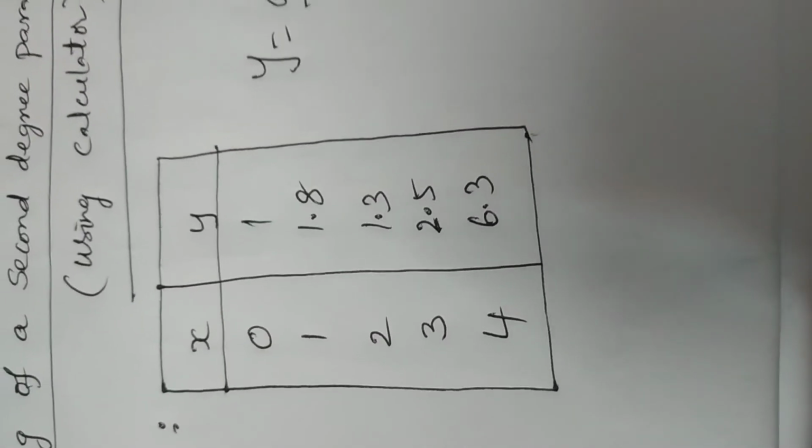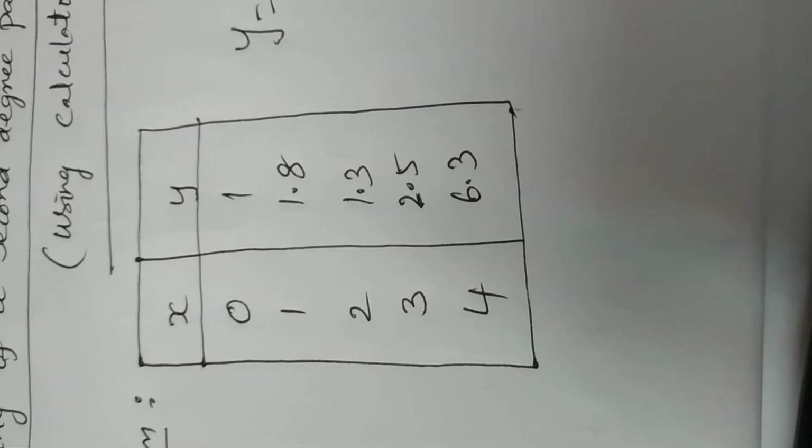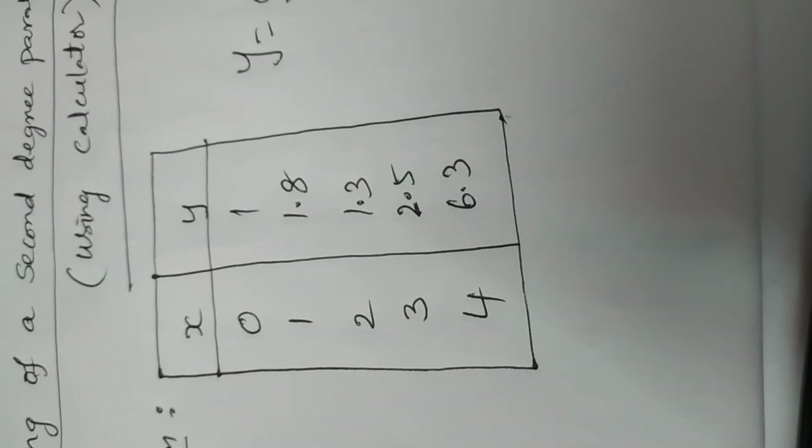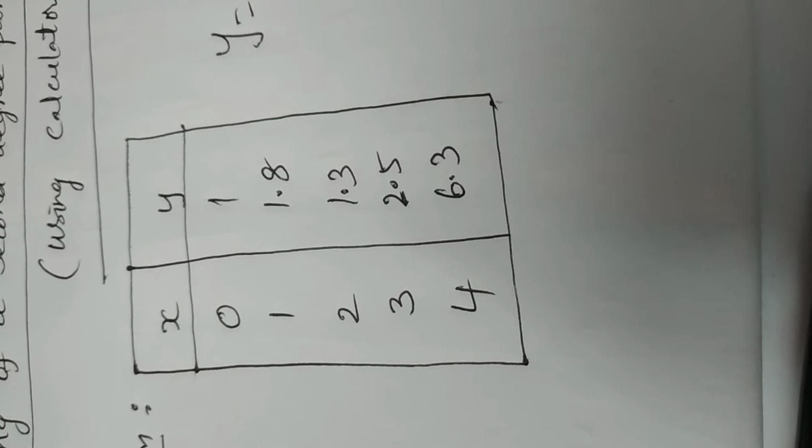The data is, you see here, 0, 1. Both x and y observations are going to be taken. So 0, 1, 1, 1.8, like that. So I'm inputting the values here.